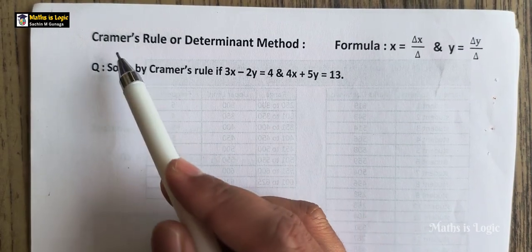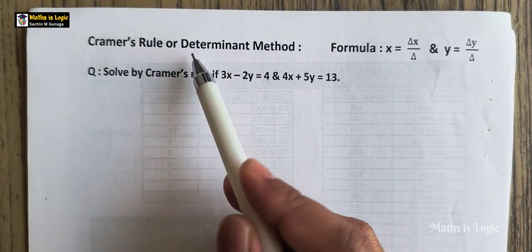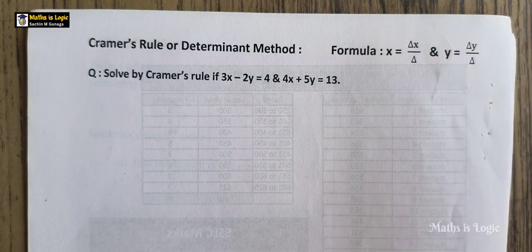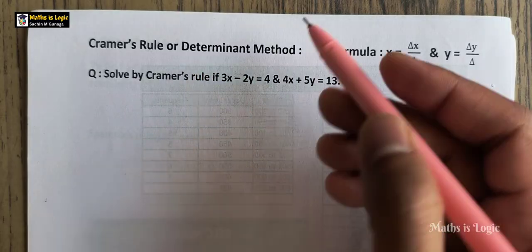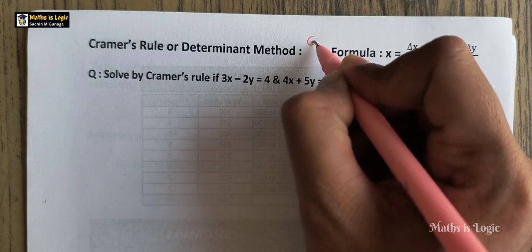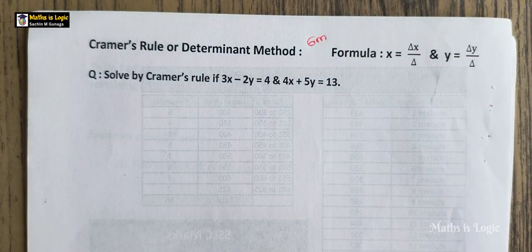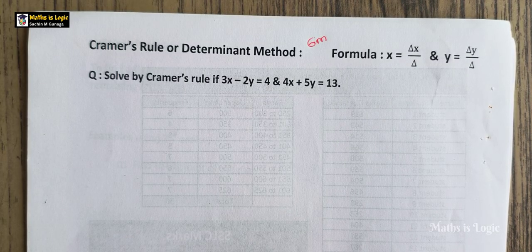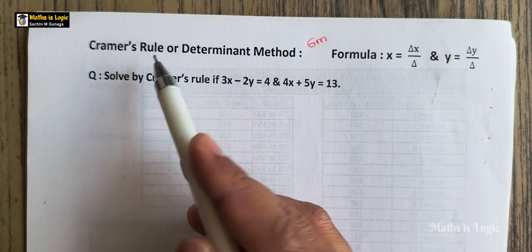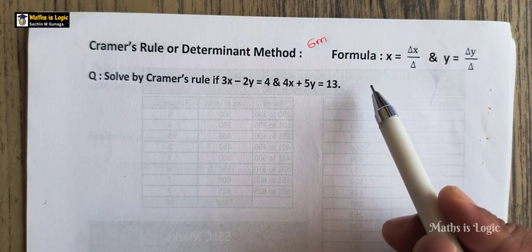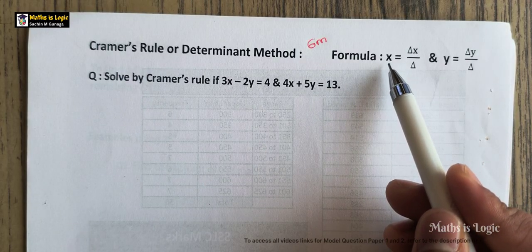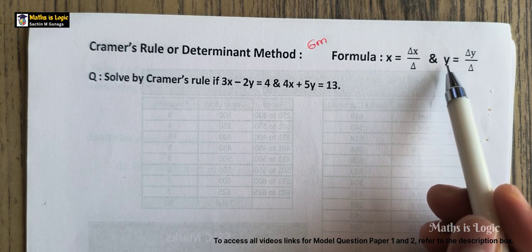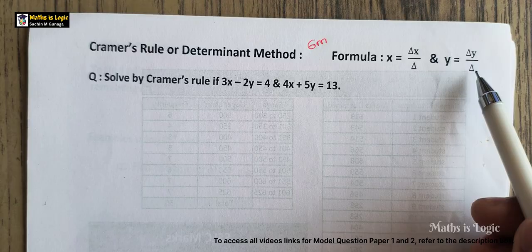Next part, Cramer's rule, also called the determinant method. Again, in the annual examination, from this part you will surely get one question for how many marks? 6 marks. So if you want to solve the question by using Cramer's rule, we need to remember the formula. What is that Cramer's rule formula to find the value of x? Delta x divided by delta, and the y formula is delta y divided by delta.